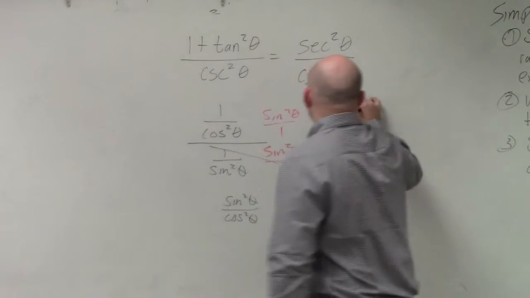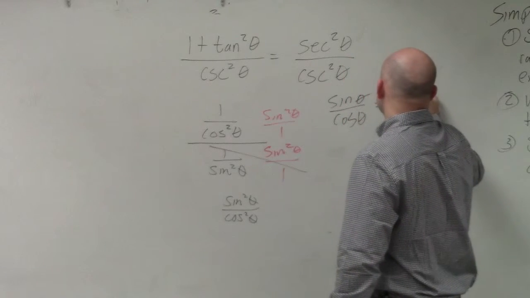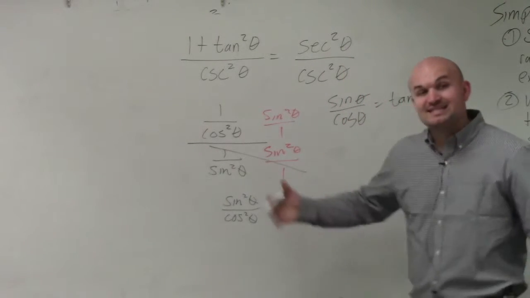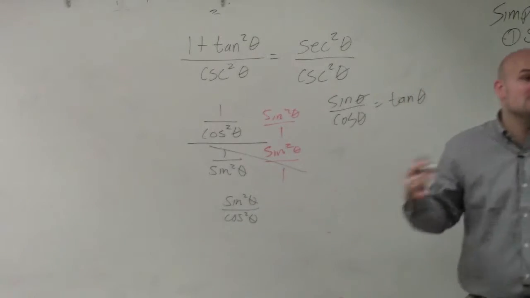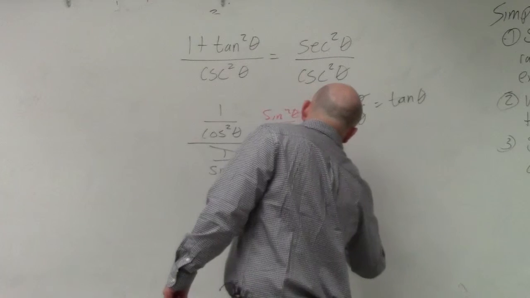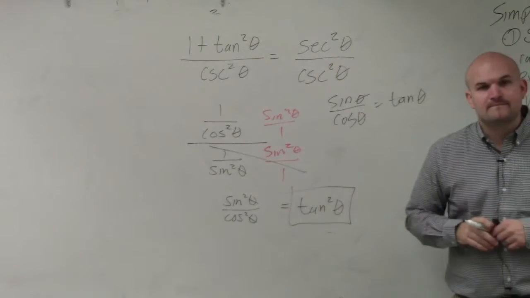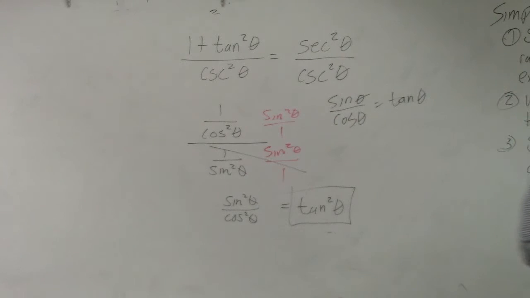Well, ladies and gentlemen, what is sine of theta over cosine of theta? Tangent of theta. So if I had sine squared of theta over cosine squared of theta, that's going to give me tangent squared of theta. And that's it. Done. OK, you've got to practice these problems.